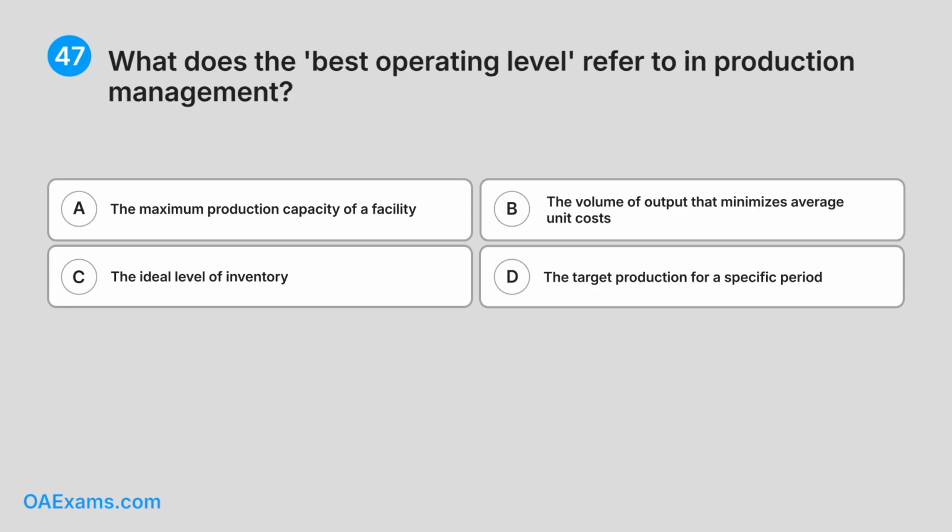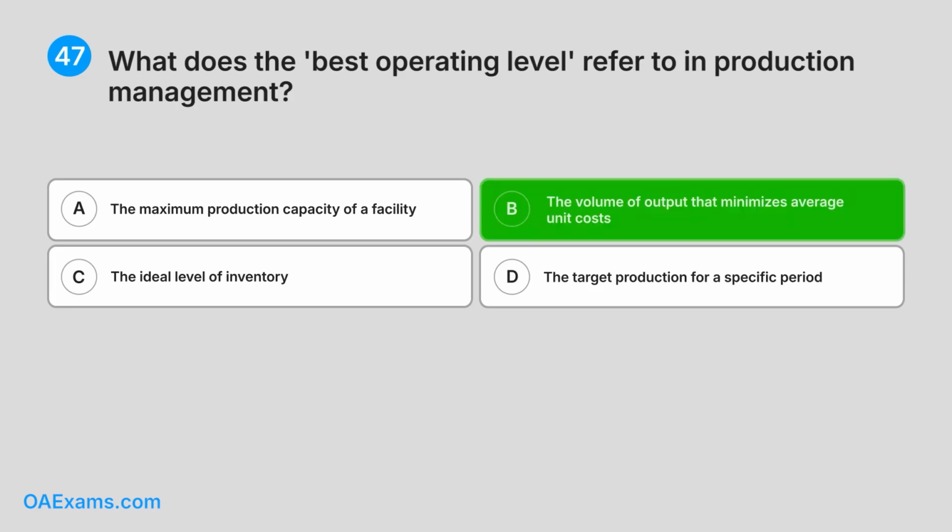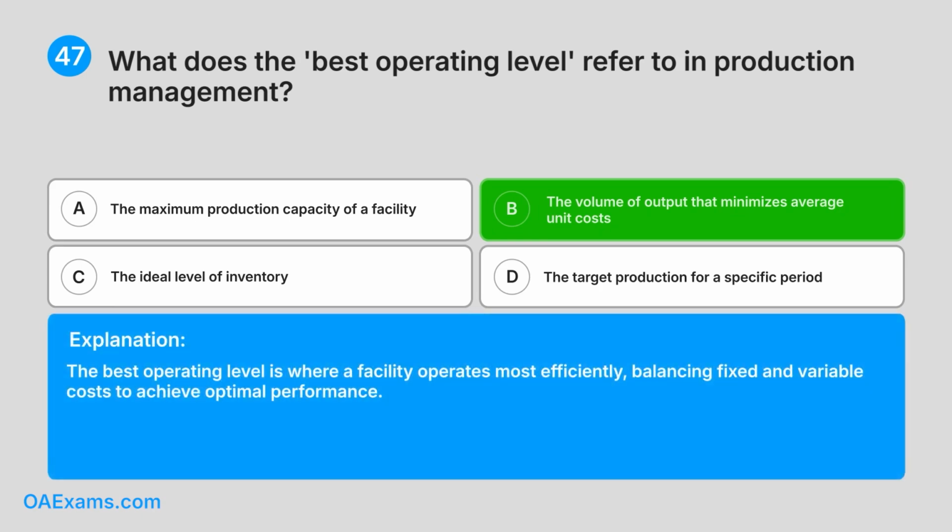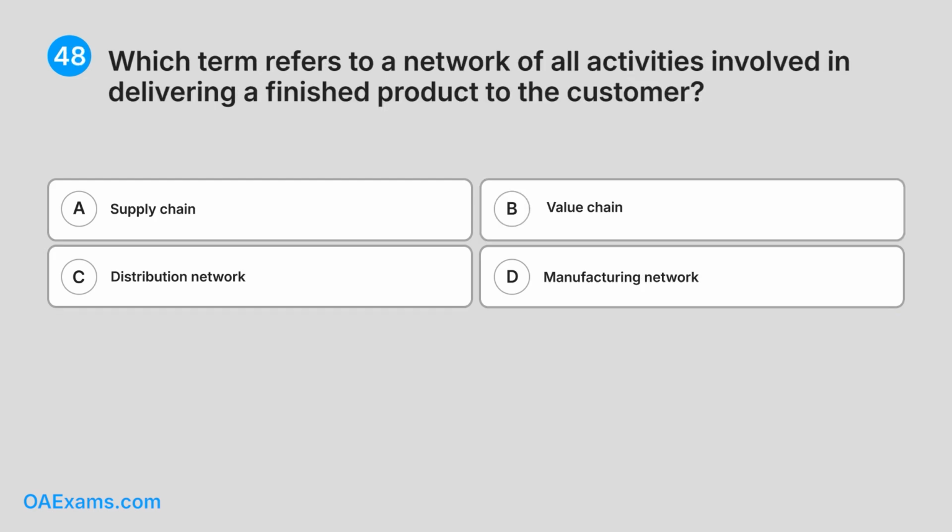Correct answer. B. The volume of output that minimizes average unit costs. Explanation. The best operating level is where a facility operates most efficiently, balancing fixed and variable costs to achieve optimal performance. 48. Which term refers to a network of all activities involved in delivering a finished product to the customer?